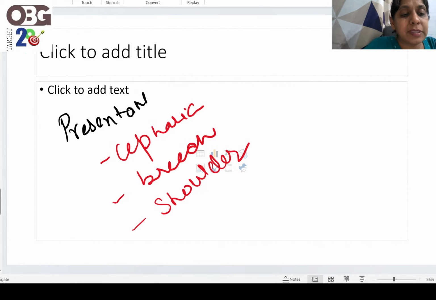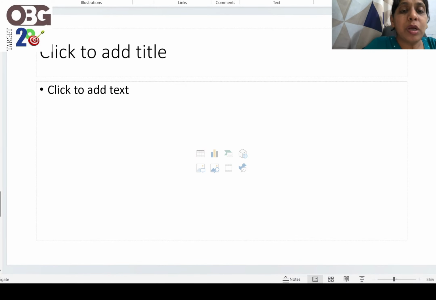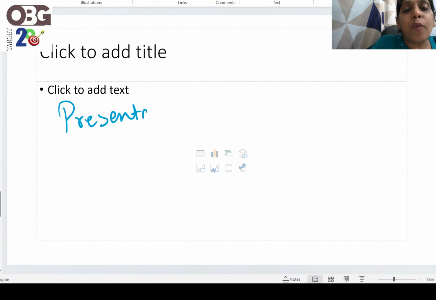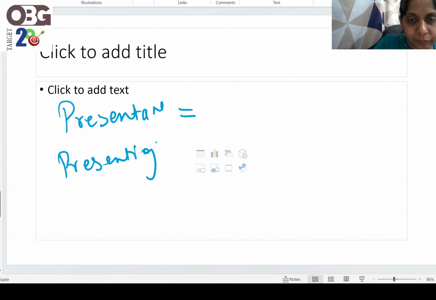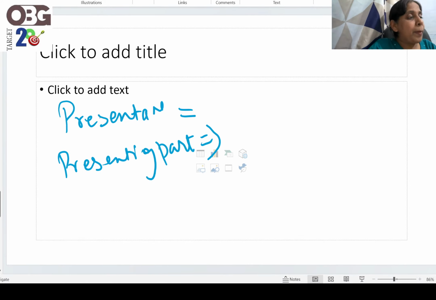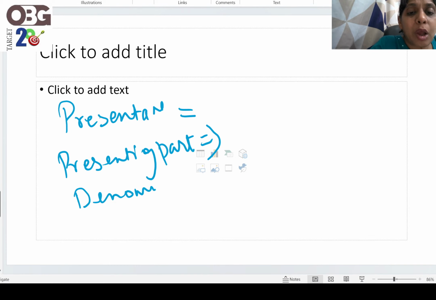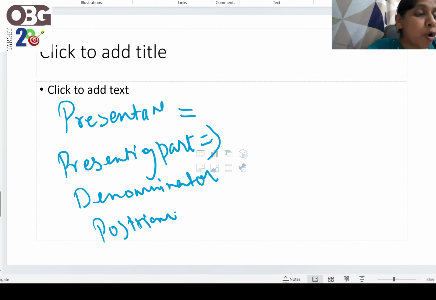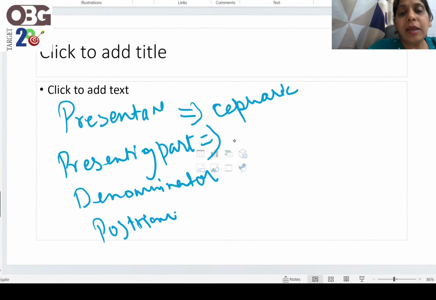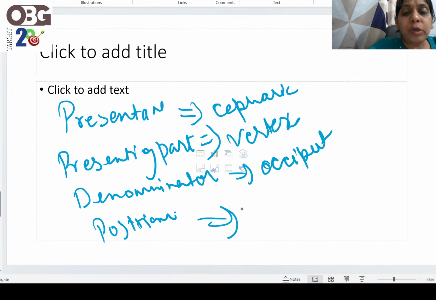आई होप यू क्लियर दिस टर्म. ओके, वंस अगेन आई वुड लाइक टू टेल यू कि प्रेजेंटेशन का मतलब है कि लोअर पार्ट ऑफ द यूट्रस में क्या आ रहा है. प्रेजेंटिंग पार्ट का मतलब है कि उस लोअर पार्ट का कौन सा पार्ट इंटरनल ऑस पे है. ठीक है, डिनोमिनेटर होता है उस प्रेजेंटिंग पार्ट को बताने के लिए हमने कौन सा पॉइंट फिक्स किया है. ठीक है, एंड पोजीशन होता है वो डिनोमिनेटर कहाँ पे है पेल्विस में. अगर प्रेजेंटेशन सिफेलिक है तो प्रेजेंटिंग पार्ट अगर वर्टेक्स है तो डिनोमिनेटर ऑक्सीपुट होता है. अब ऑक्सीपुट कहाँ है? पेल्विस में.